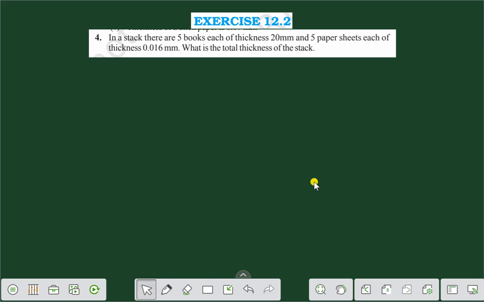Hello everyone. Today I'll discuss exercise 12.2 question number 4. In a stack there are 5 books each of thickness 20 mm and 5 paper sheets each of thickness 0.016 mm. What is the total thickness of the stack? Let us find.